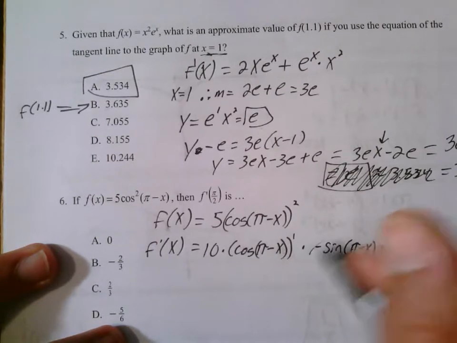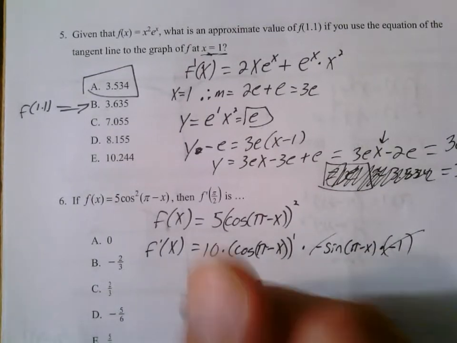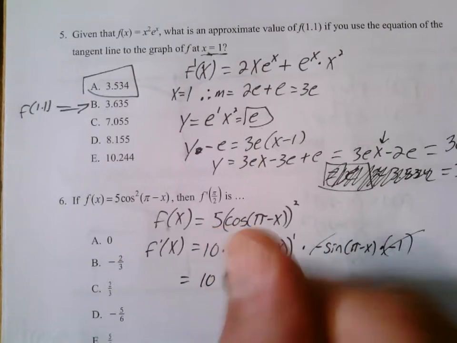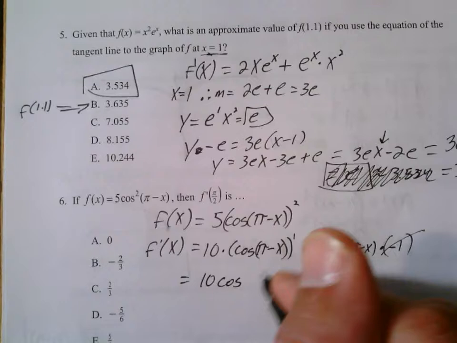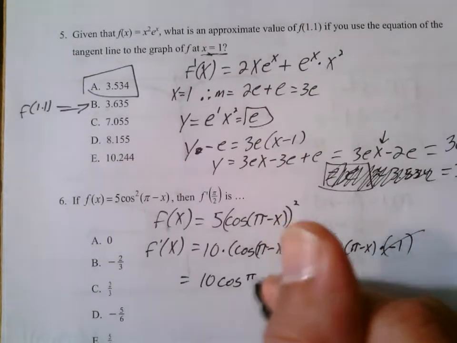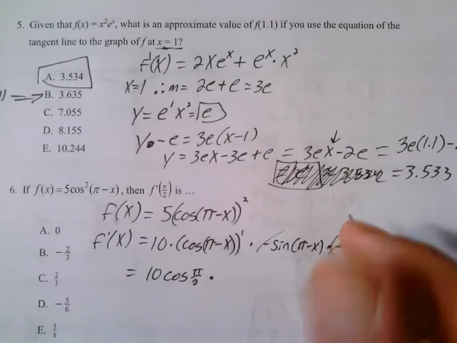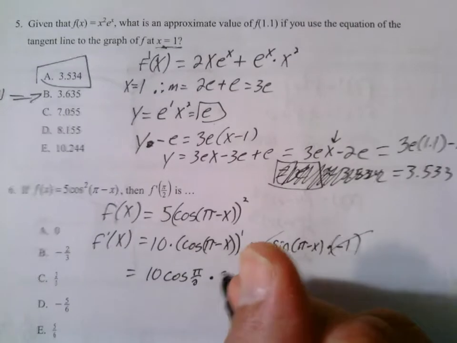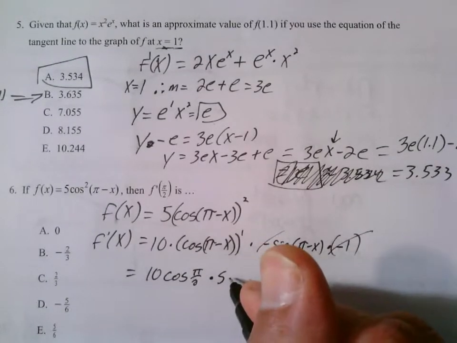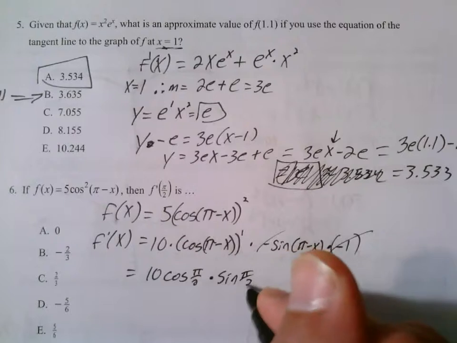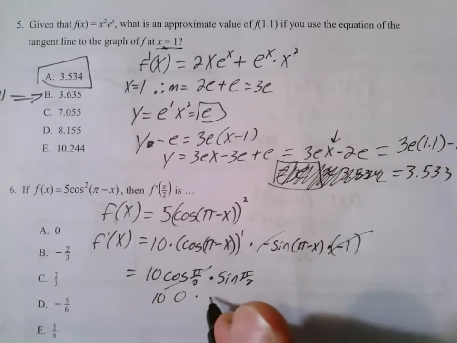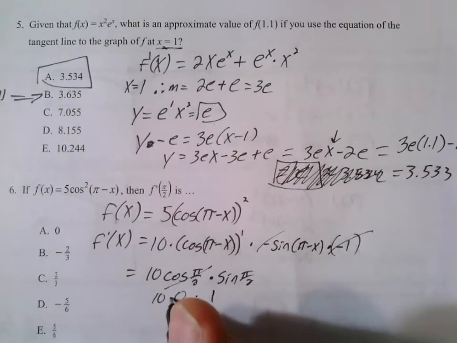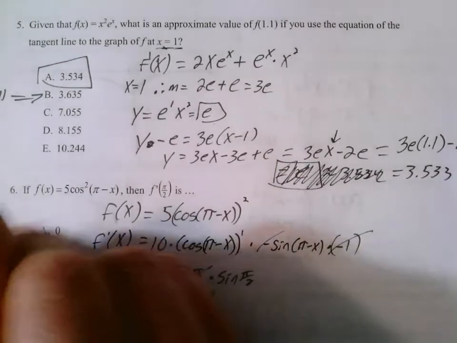So before I go anywhere else, I'll get rid of those. So I've got 10, we're putting in pi over 2 times cosine of pi minus pi over 2, which is pi over 2, times sine of pi over 2. Cosine of pi over 2 is 0, so 0 times 10 times 1 equals 0, which is A.